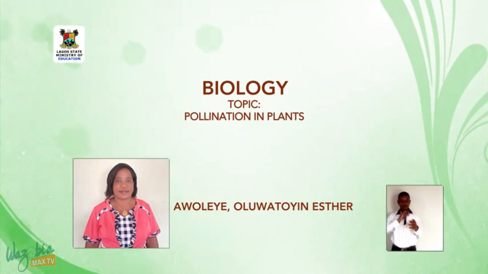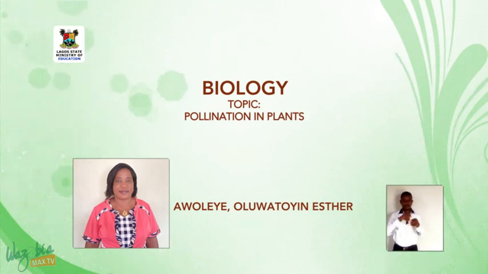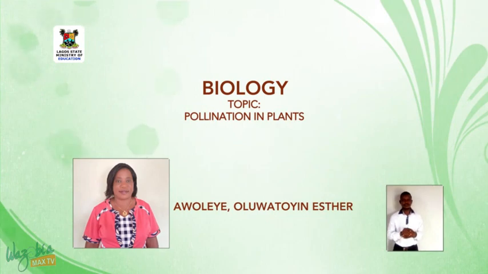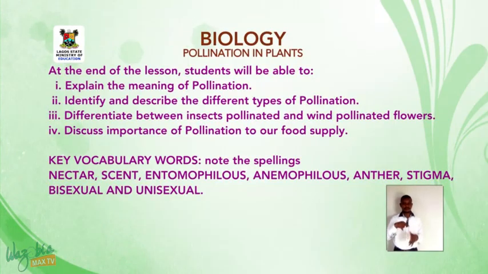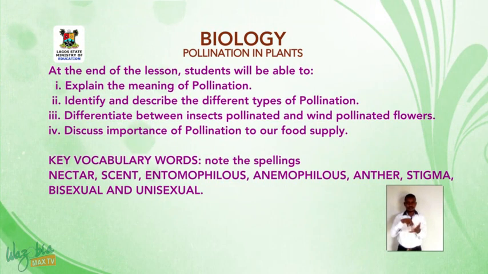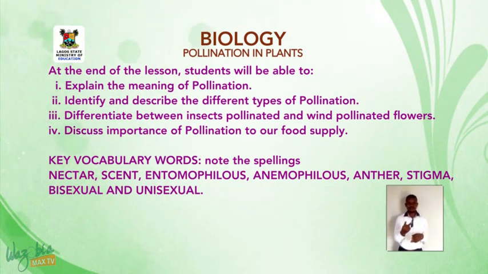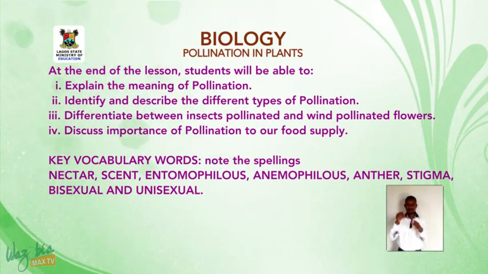The lesson title I'll be discussing with you today is Pollination in Plants. At the end of this lesson, students will be able to: 1. Explain the meaning of pollination. 2. Identify and describe the different types of pollination. 3. Differentiate between insect-pollinated and wind-pollinated flowers. And 4. Describe the importance of pollination to our food supply. Now let us enjoy the lesson together.